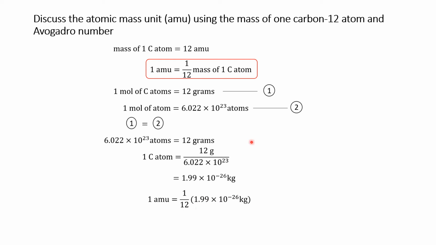Okay. We go back to this part and 1 AMU is equal to 1/12 times 1.99 times 10 to the power of negative 26 kilogram. So 1 AMU is equal to 1.66 times 10 to the power of negative 27 kilogram. So this is the relation between 1 AMU and kilogram.